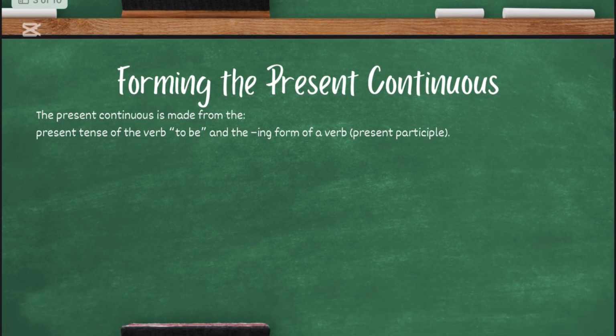Okay, how do we form the present continuous? It says on the slide, the present continuous is made from the present tense of the verb to be. So the verb to be is important. And the ing form of the verb, which is the present participle, actually. Present participle, sorry.